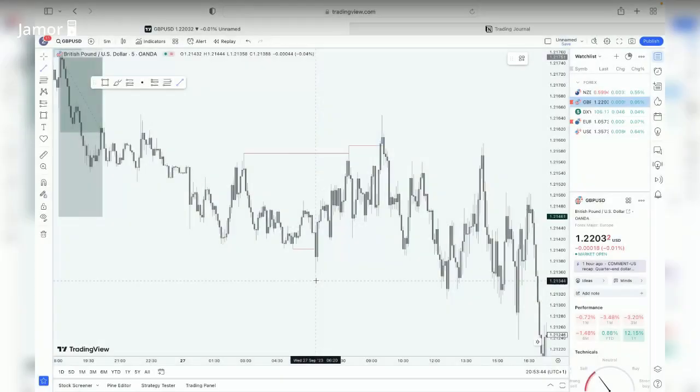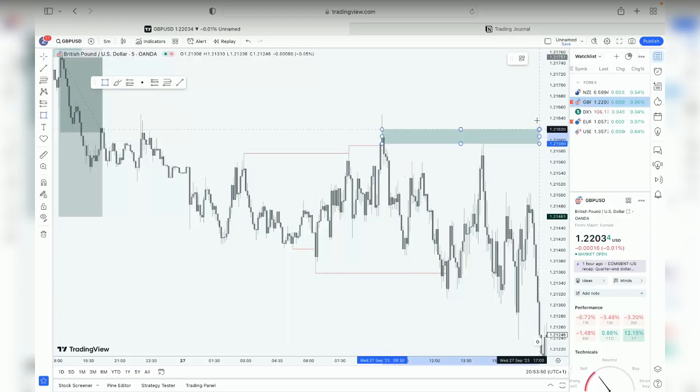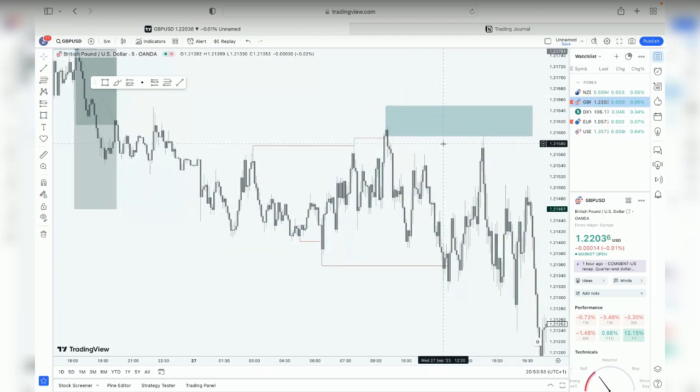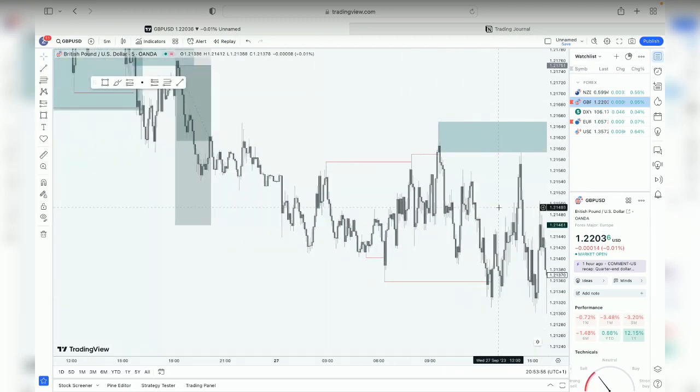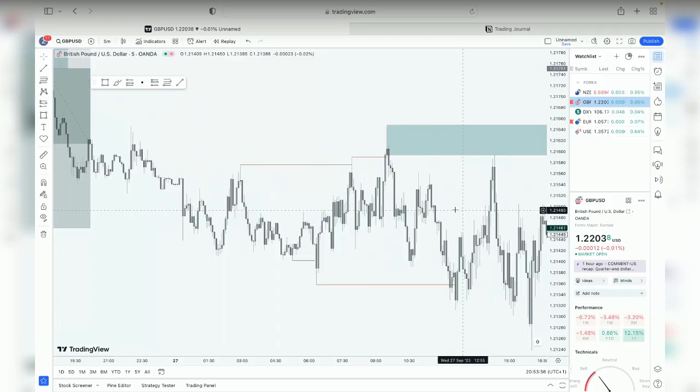It's a very, very not so hard to see or understand setup. For me, I would have traded this. It's very, very clear. It's not something that needs much questioning.